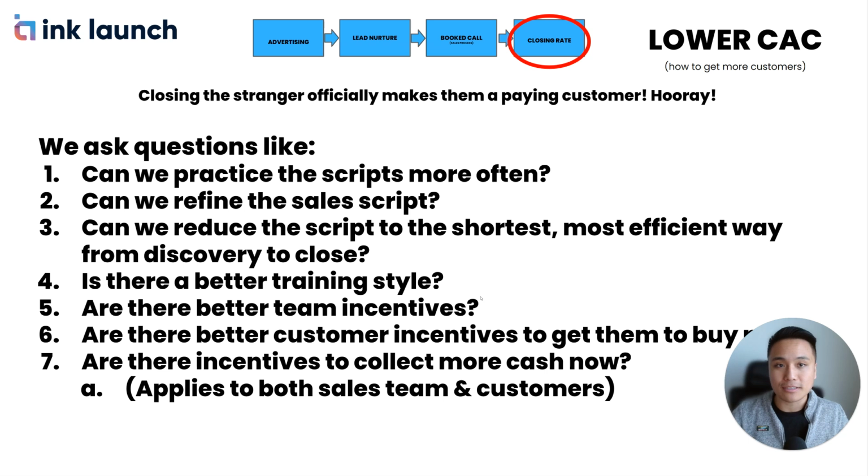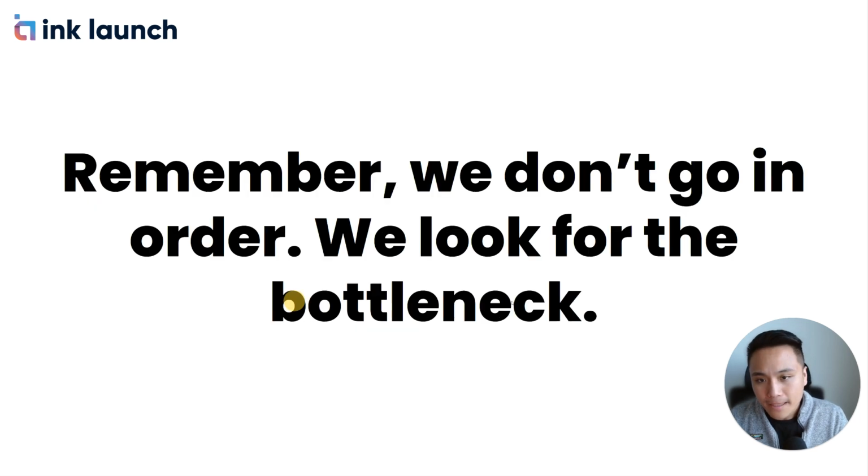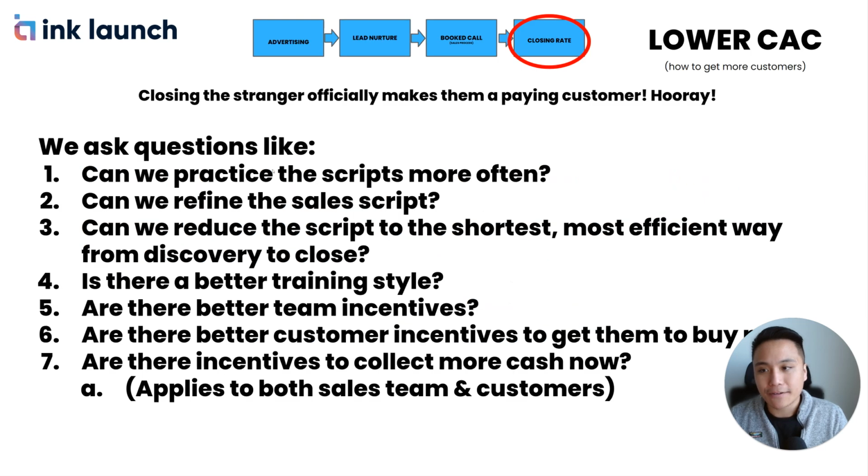Is there a bigger commission if your sales team collects more cash right now? And is there a discount or some kind of bonus for the customer to pay more right now? What are the incentives for them to pay right now? Those are the things we look at. So as you can see, we have questions underneath each one. More or less, we try to simplify business. And to simplify your acquisition cost, these are the 4 things we look at.